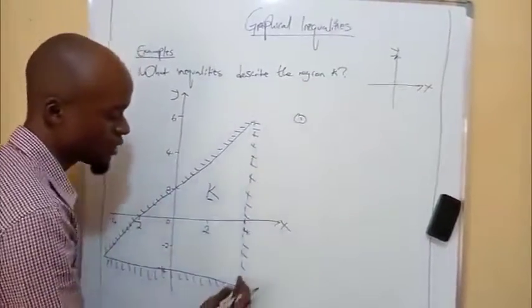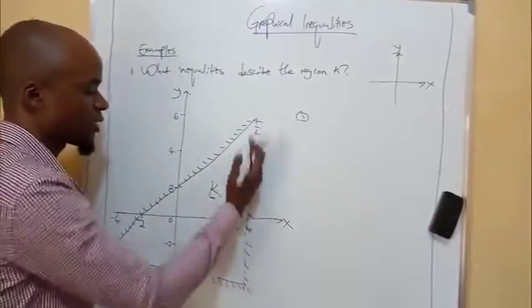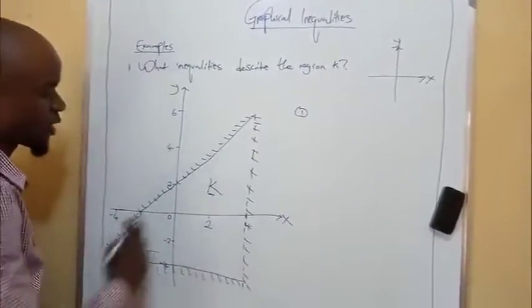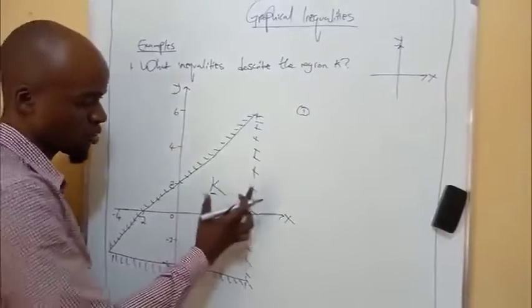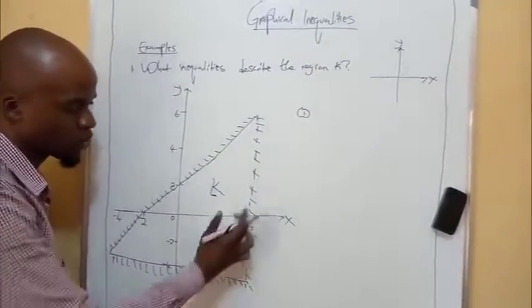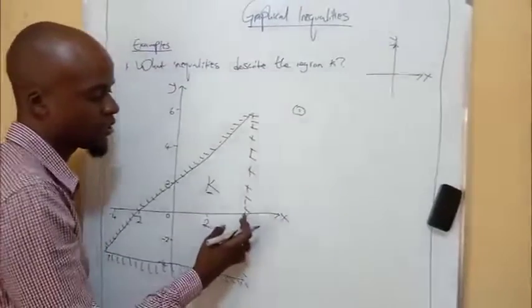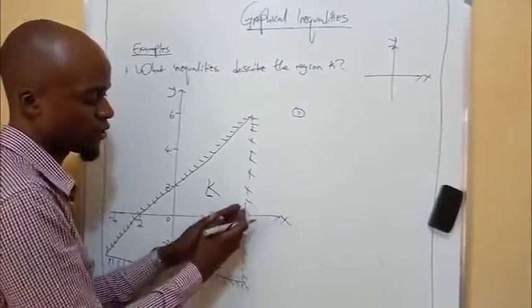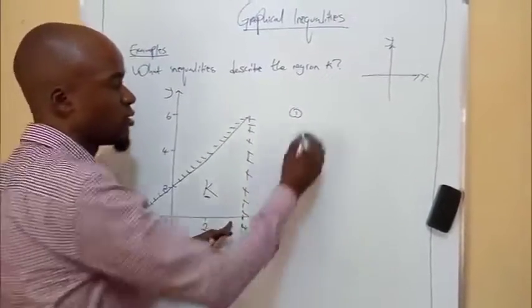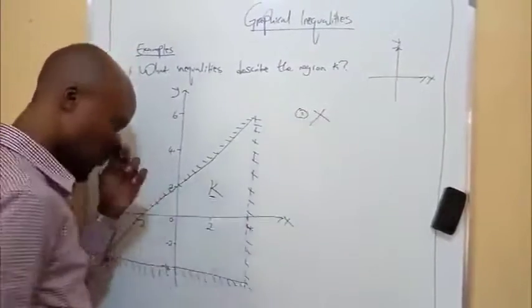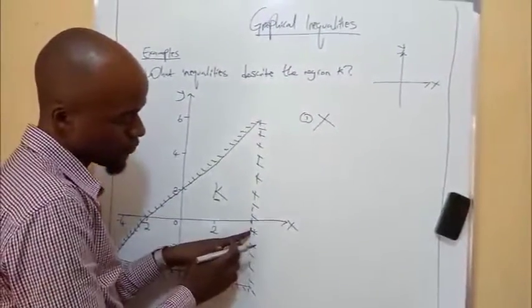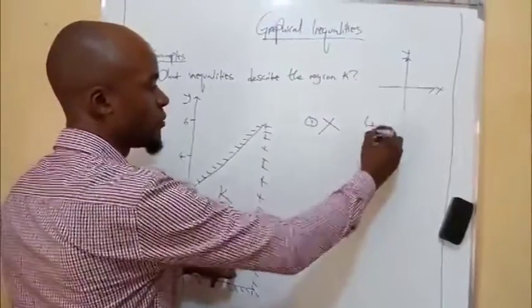The easier ones are these lines that cut the axes, but these slopes are more complicated. So we'll start with this line. This line is cutting the x-axis, so you're going to write x. It's cutting the x-axis at 4, so you write 4 here.